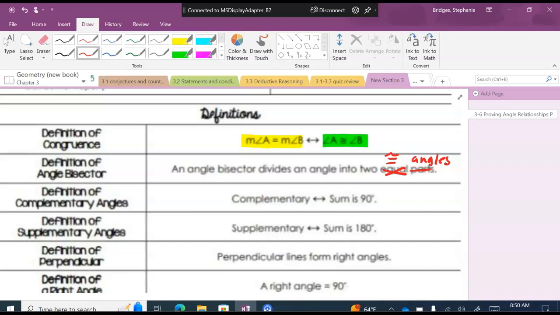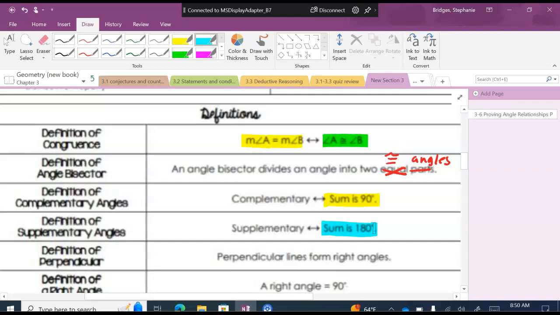If I know that I have two complementary angles, then I should be able to say that their sum is 90 degrees. The measure of this angle plus the measure of that angle equals 90 degrees. So if you're told that two angles are complementary, the next thing you should be able to say is what two angles add up to equal 90. Same thing with supplementary. If you are told that two angles are supplementary, then you should be able to say, all right, well, the measure of angle A plus the measure of angle B is equal to 180 degrees. These are all reasons that we can use in a proof, and it kind of gives us what the statements should be.